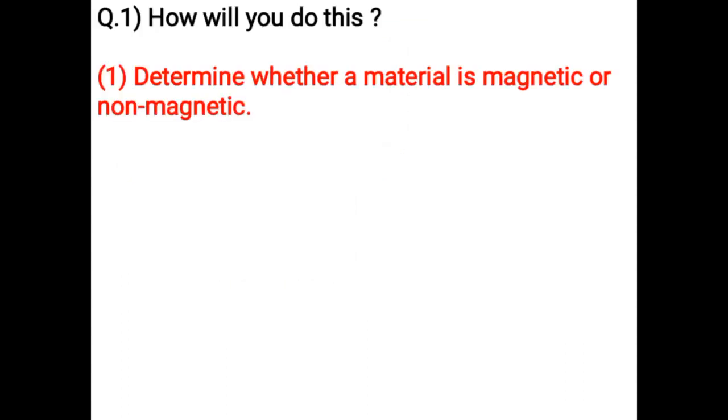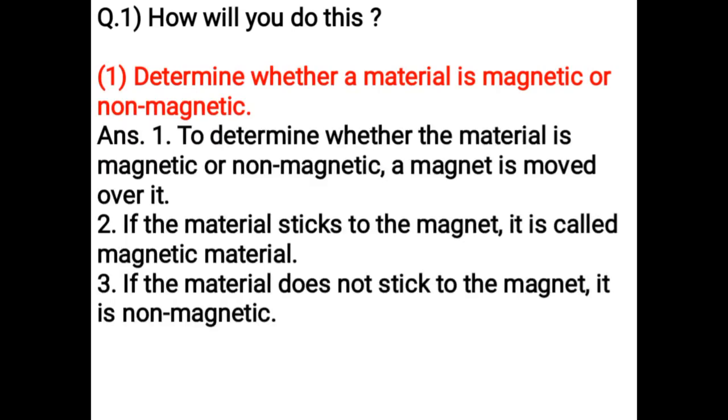How will you do this? Determine whether a material is magnetic or non-magnetic. To determine whether the material is magnetic or non-magnetic, a magnet is moved over it. If the material sticks to the magnet, it is called magnetic material. If the material does not stick to the magnet, it is non-magnetic.